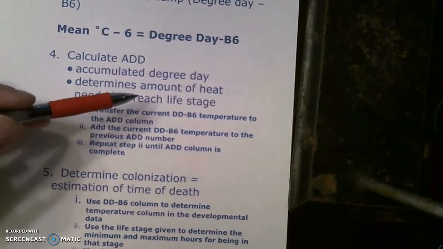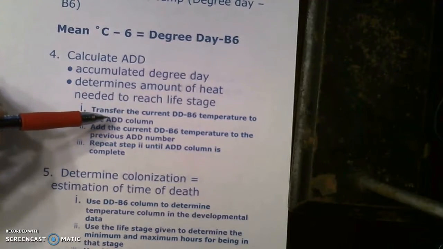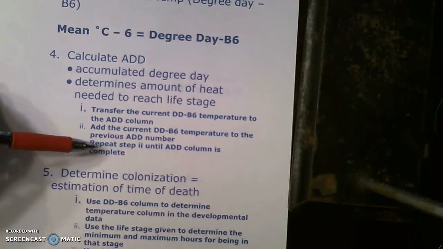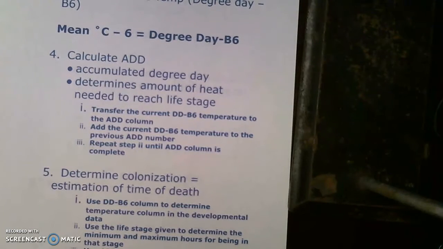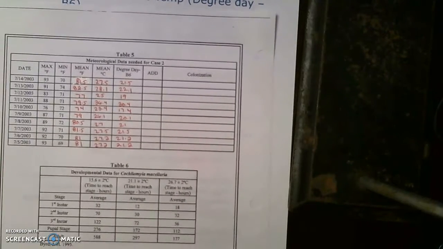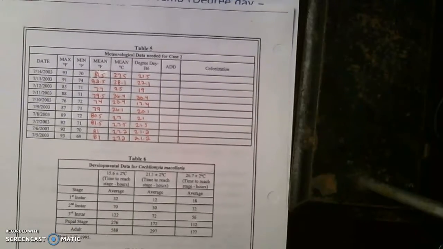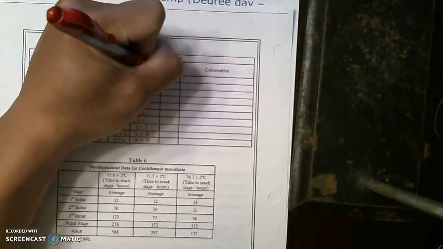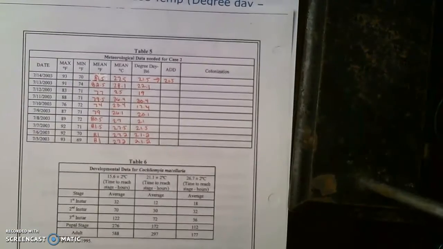By transferring the current BB6 temperature to the ADD column, we can then add that current temperature to the previous ADD number, and then we can repeat that until the whole column is completed. So basically what I like to say here is we take the degrees and we basically start converting these into hours. Here's what this looks like. 21.5 goes into the ADD column as 21.5 hours.